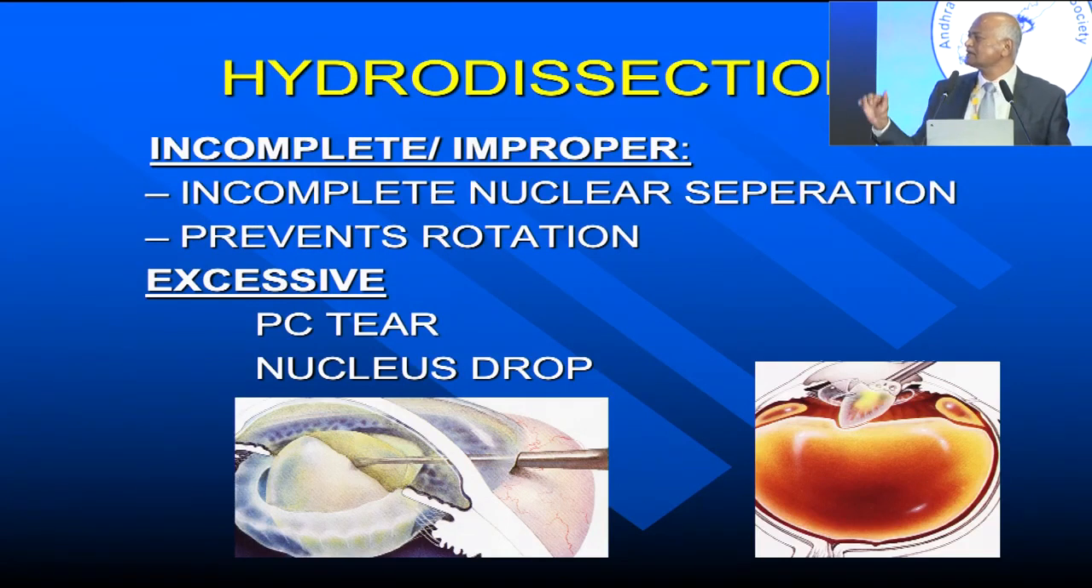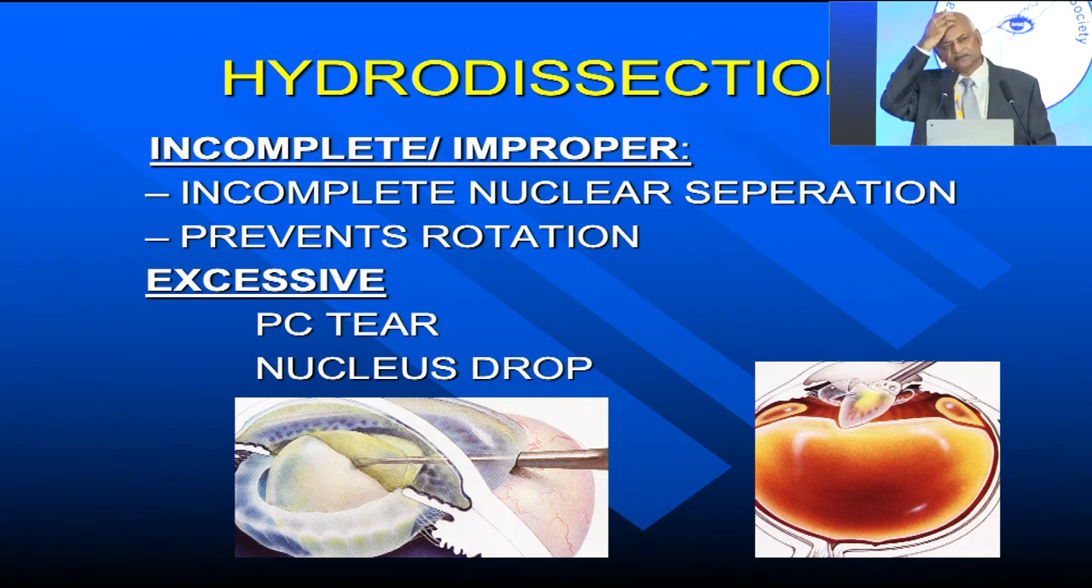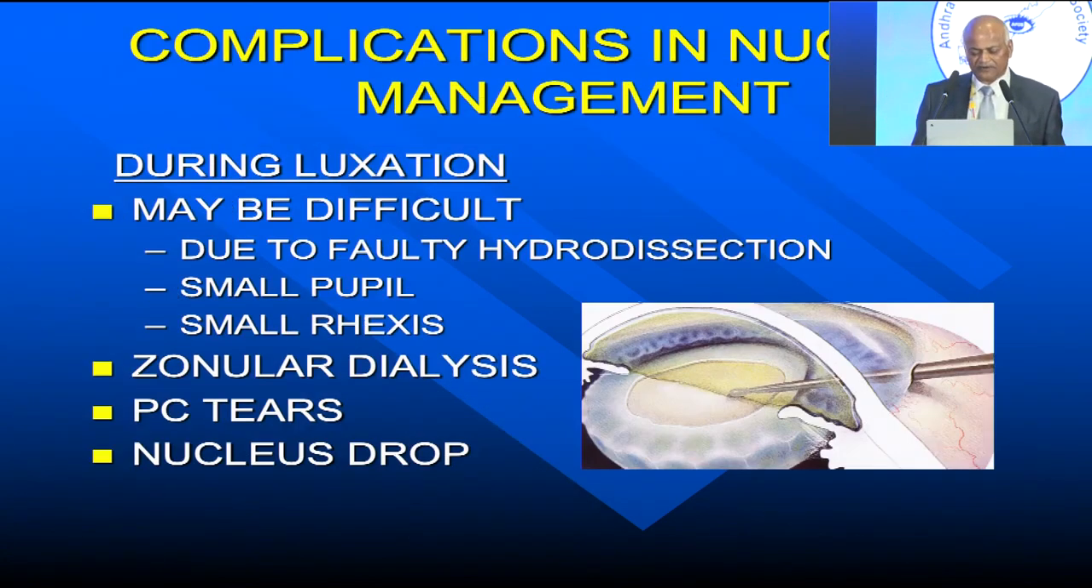Now, regarding hydrodissection, always remember that if it is an immature cataract, see the wave at one place. If it is not an immature cataract, you should do the hydrodissection at multiple places. It is not required that at one place only you should do hydrodissection for the nucleus to come out. At 2-3 places you can do the hydrodissection, and once you do it, then the nucleus can come anterior. Otherwise, if you are doing it, then it goes behind. There may be a PC tear and there may be a nucleus drop. So it is better that you should do the hydrodissection gently in multiple quadrants.